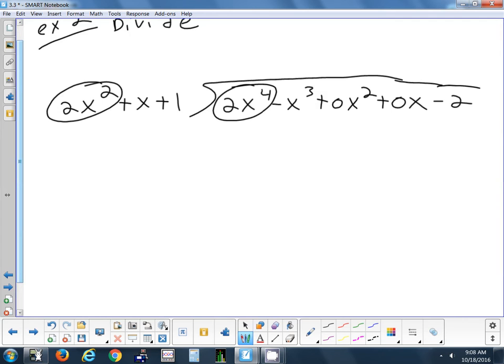your dividend. So Curtis, basically what I'm doing is this. What is 2x to the fourth divided by 2x squared give me? X squared. Good. Multiply that back out to everything. X squared times 2x squared is 2x to the fourth. How about, John, what's x squared times x? X cubed. And Ian, what's x squared times 1?